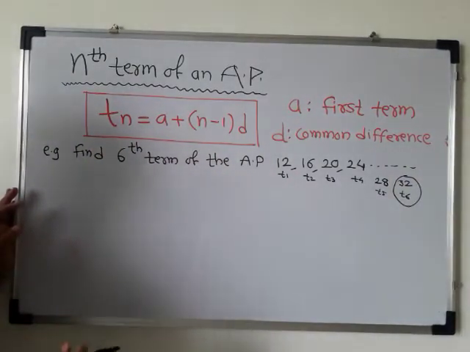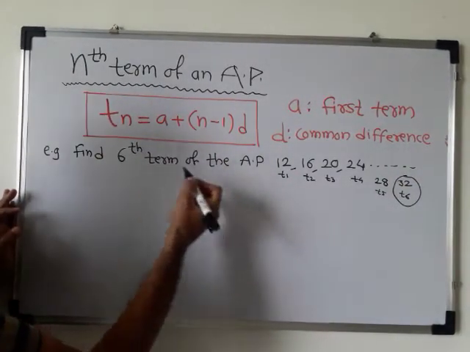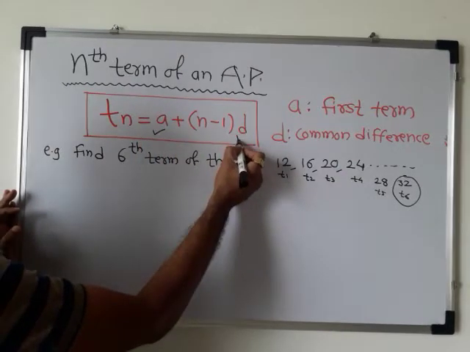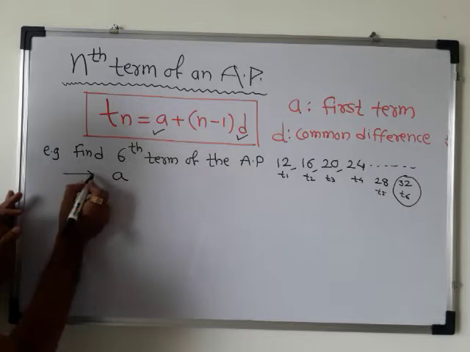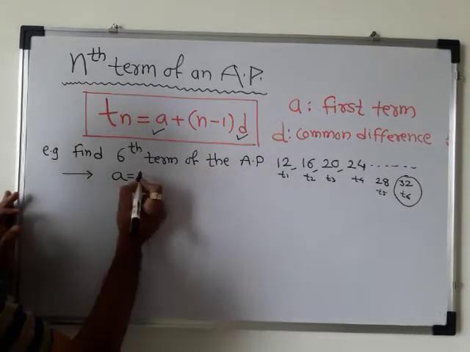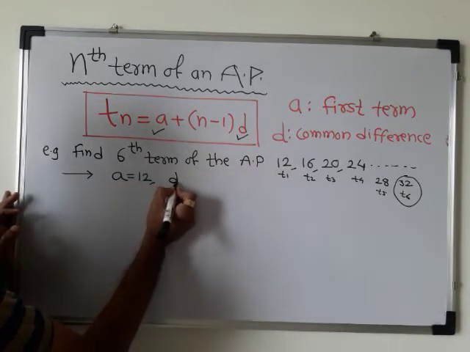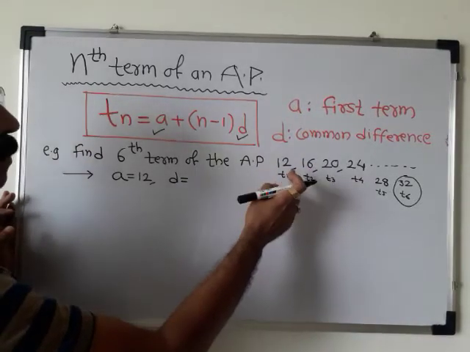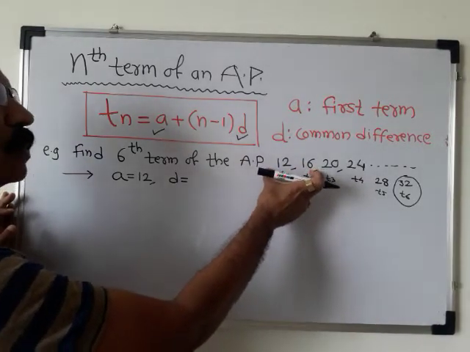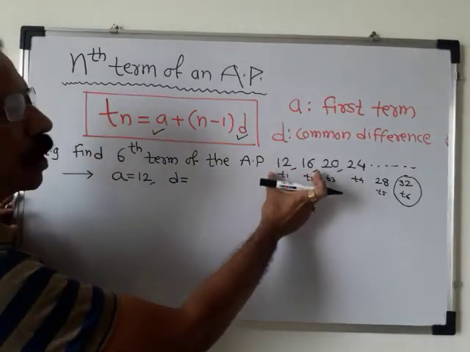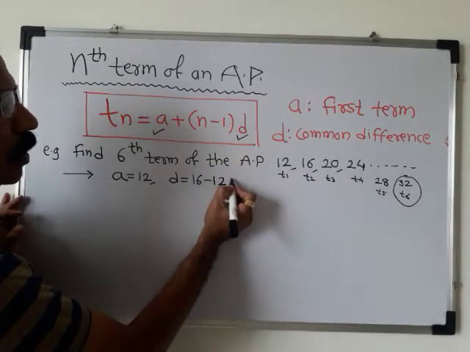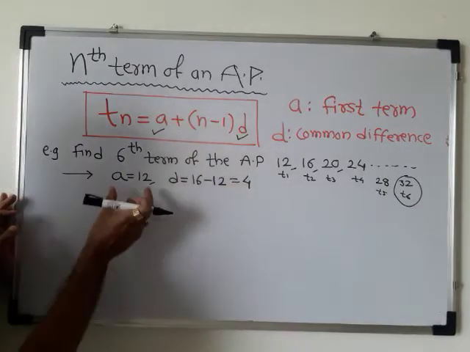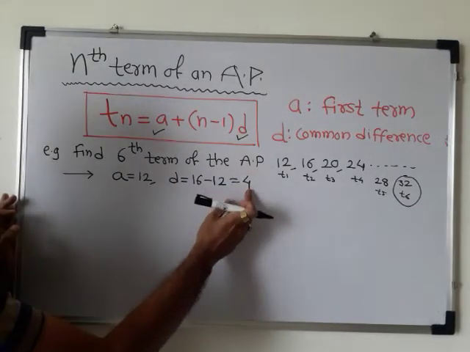In this arithmetic progression, see, you need the value of a and d. So a means first term, that is 12. d means common difference. Take the difference between any two consecutive terms. 16 minus 12, that is 4. So value of a is 12, value of d is 4.